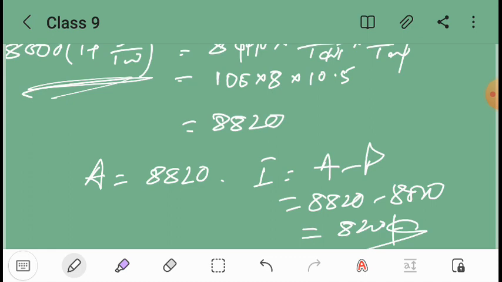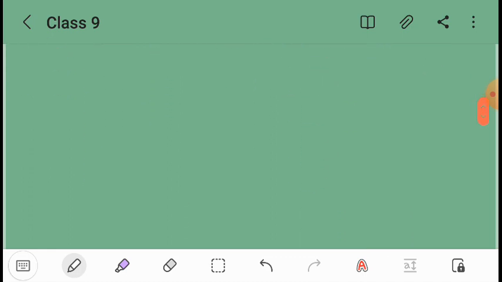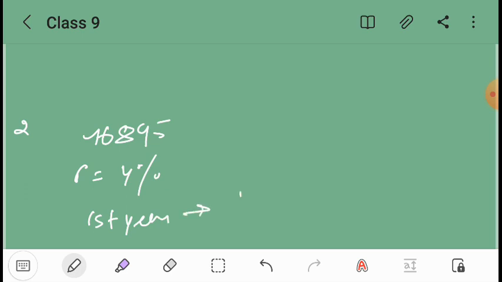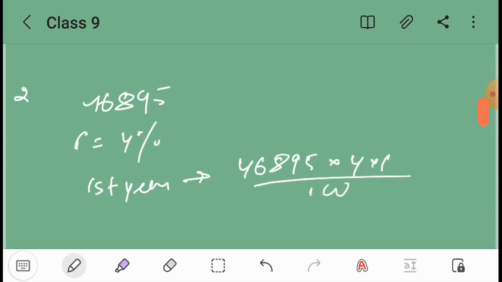For the next problem, the principal for the first year is given, that is 46,895, and the rate of interest R is given, that is 4%. How much is the interest for the first year? Here we need to find the first year, that is 46,895 into 4 into 1 divided by 100. Okay. If you evaluate this one, you will get 1,875.